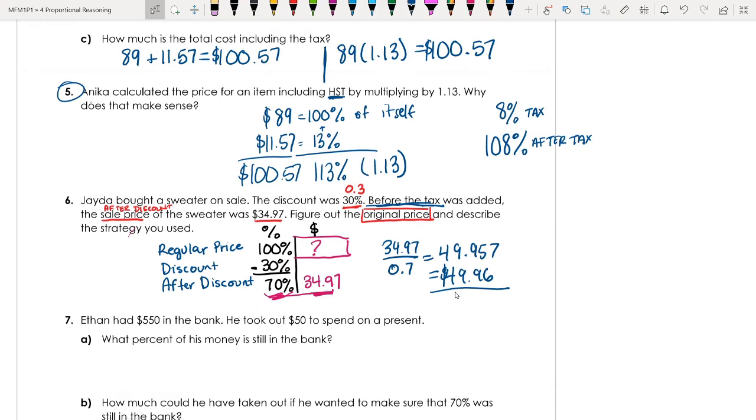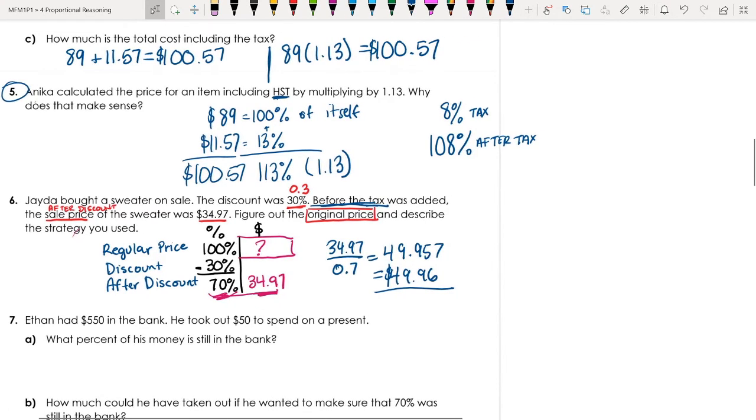Okay? And whenever you're doing problems like this, set it up like this. Put the percentages on one side, the dollar amounts on the other side, and figure out what you need to know. And very quickly, I'm just going to go over, if I had a different kind of question, I would do a different procedure. So let's say, again, the discount was 30%. So now we have all three elements. Regular price is 100%, discount is 30%, after discount is 70%. But let's say that instead of giving us the after discount amount, they gave us the regular price, and they said the regular price was $49.96, like we just found, and they wanted to know this value down here.